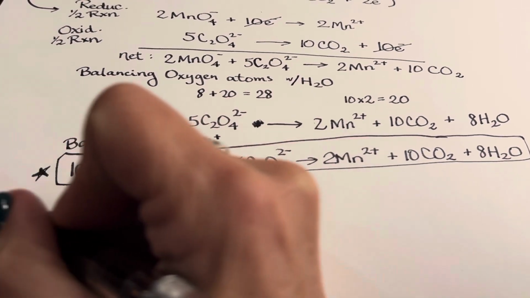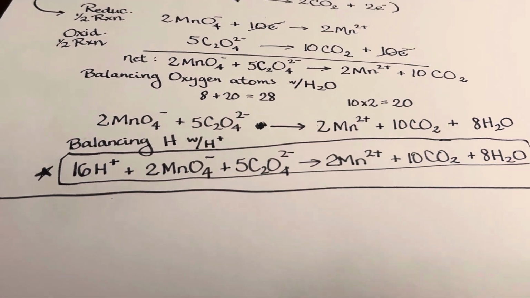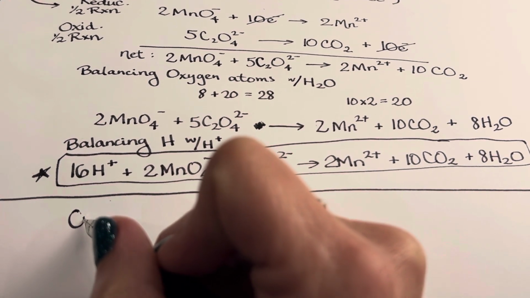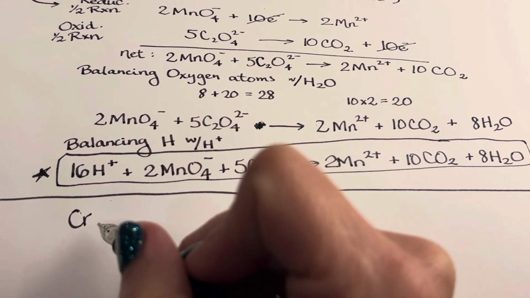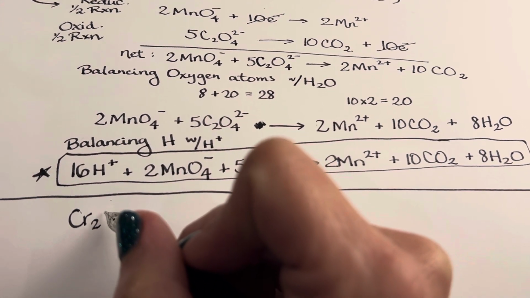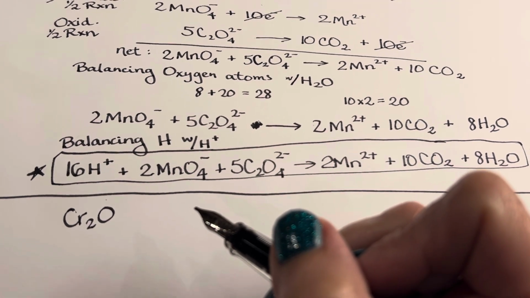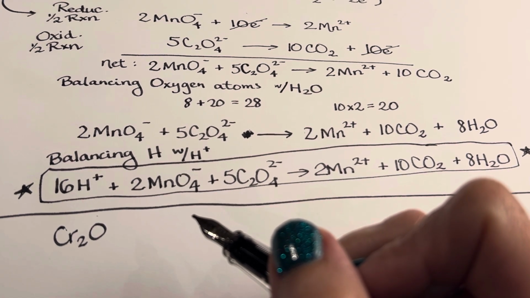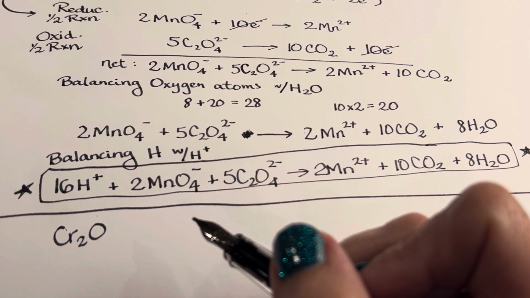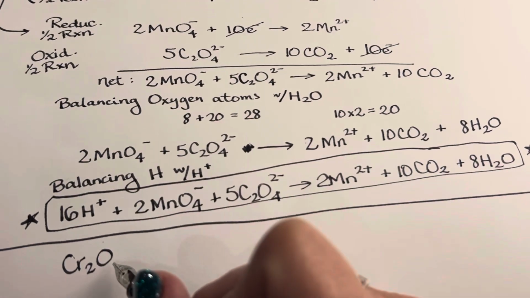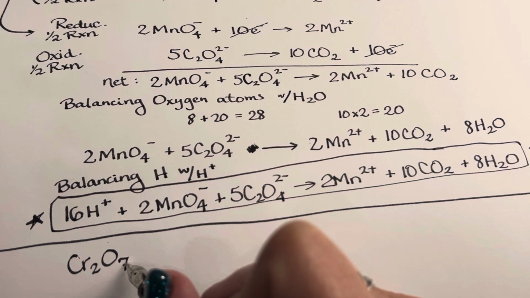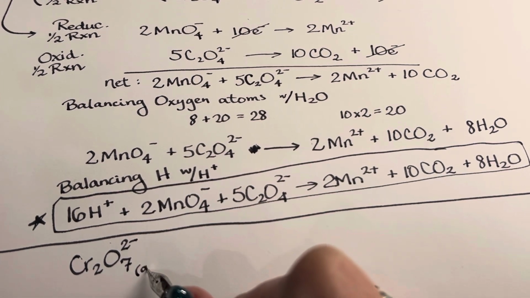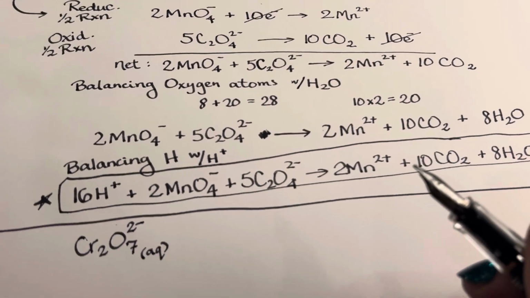I'm going to put a line here. This is for you to practice. It is dichromate, Cr2O7. I'm going to double check this. I wrote it wrong in my notes, and it just didn't look right. And I was right. It is Cr2O7. Okay.